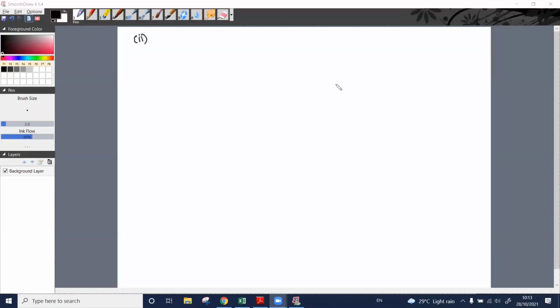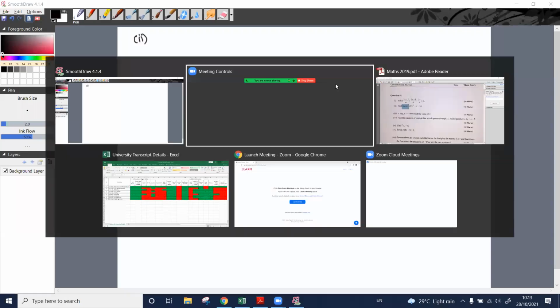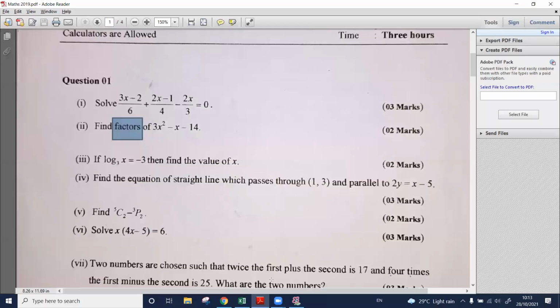X equals 1.75 means the previous one. Yes, 7 over 4 or 1.75 is the same. Both are the same. You can give it as a fraction or as a decimal value. No issue. Both are correct. 1.75 is also okay.